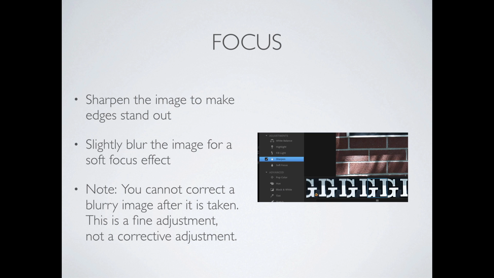Focus. Sharpen an image or the edges of elements in an image to make them stand out. You could also slightly blur the image to get a little bit of a soft focus. It's important, though, to note that if the image is blurry because your camera shook or you moved the camera, you can't make it not blurry. So you can't correct big mistakes. This is a small scale thing.